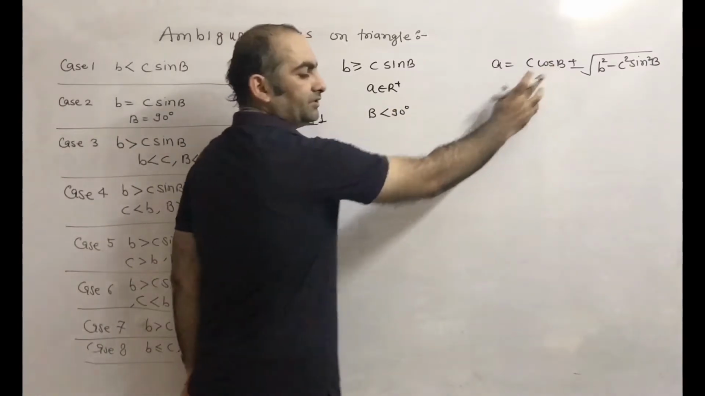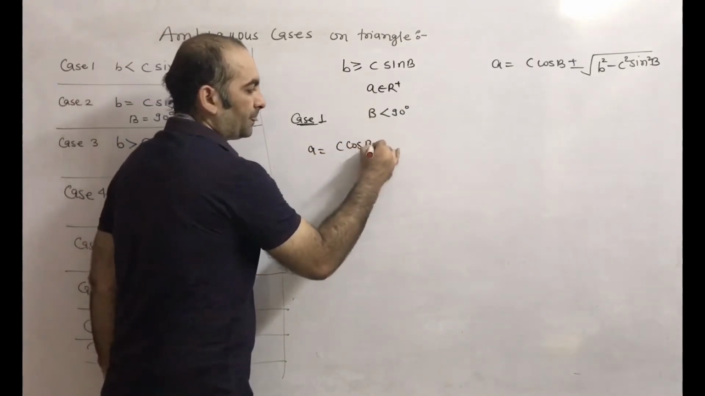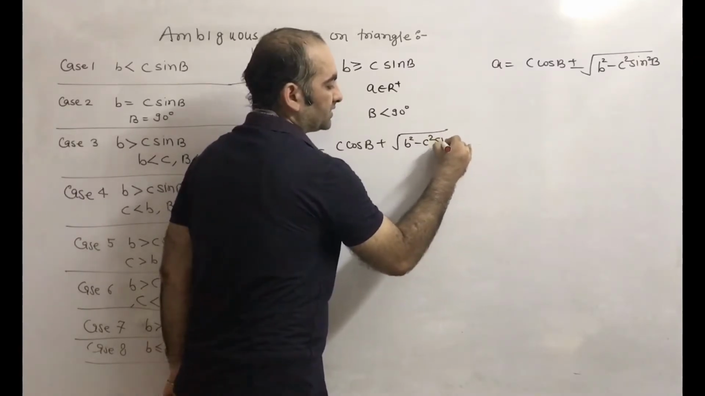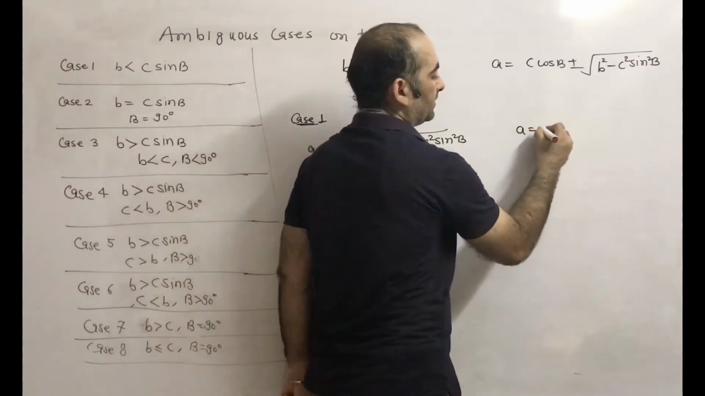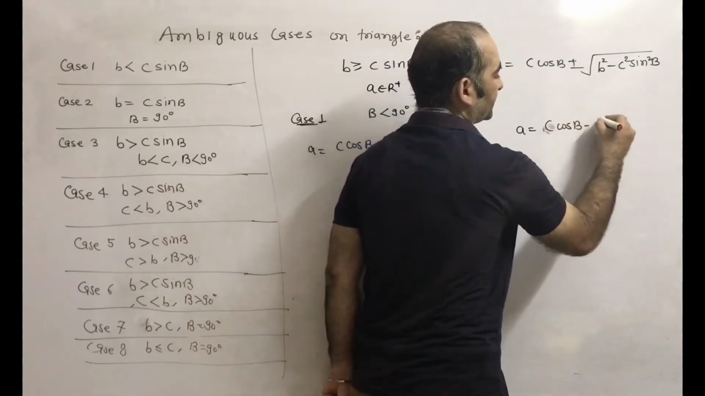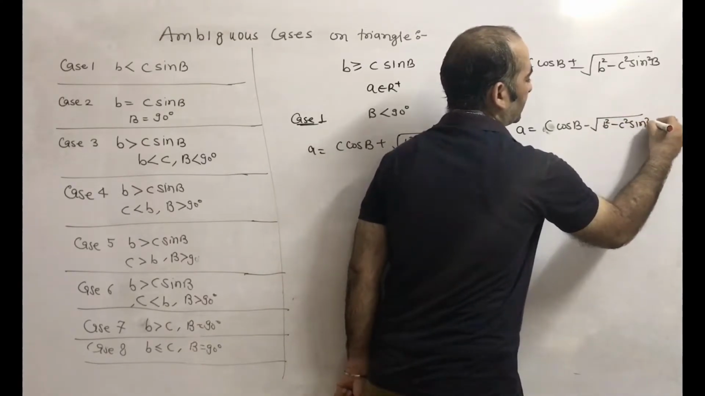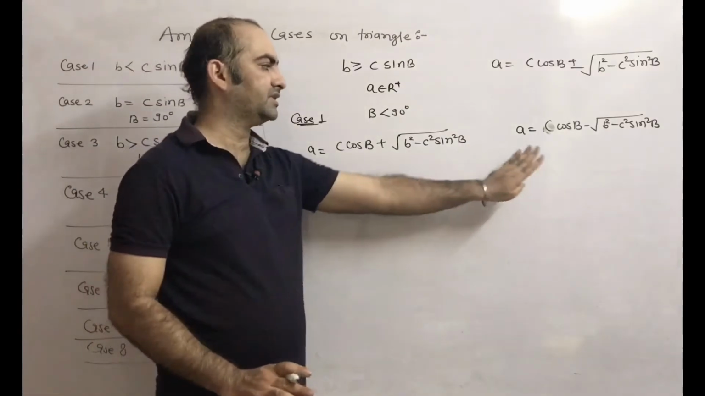One is positive, the other is negative. So A equal to what will come? A equals c cos B plus root over b square minus c square sin square B, and the other is A equals c cos B minus root over b square minus c square sin square B. Okay, there are two values of a, one is positive, other is negative.